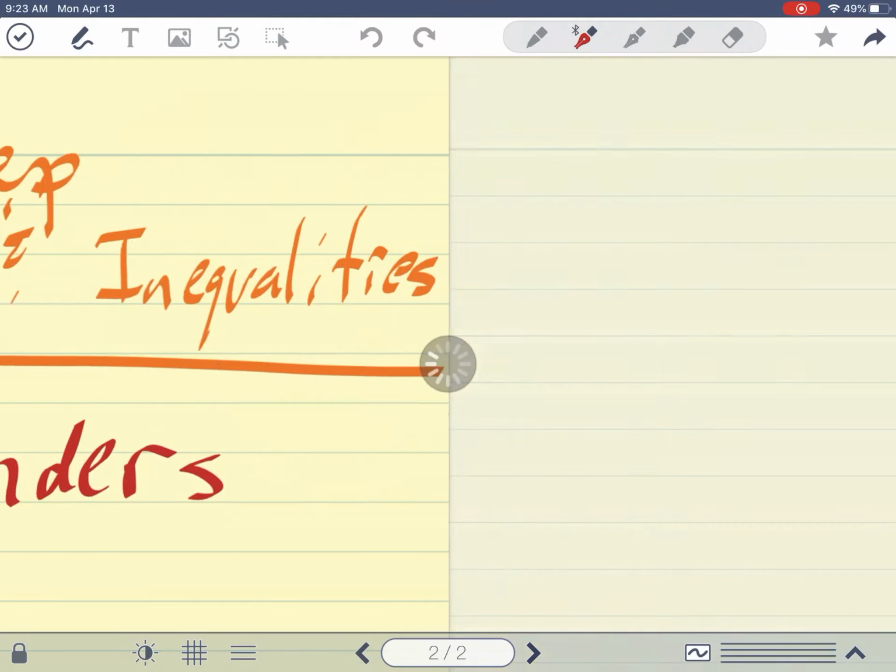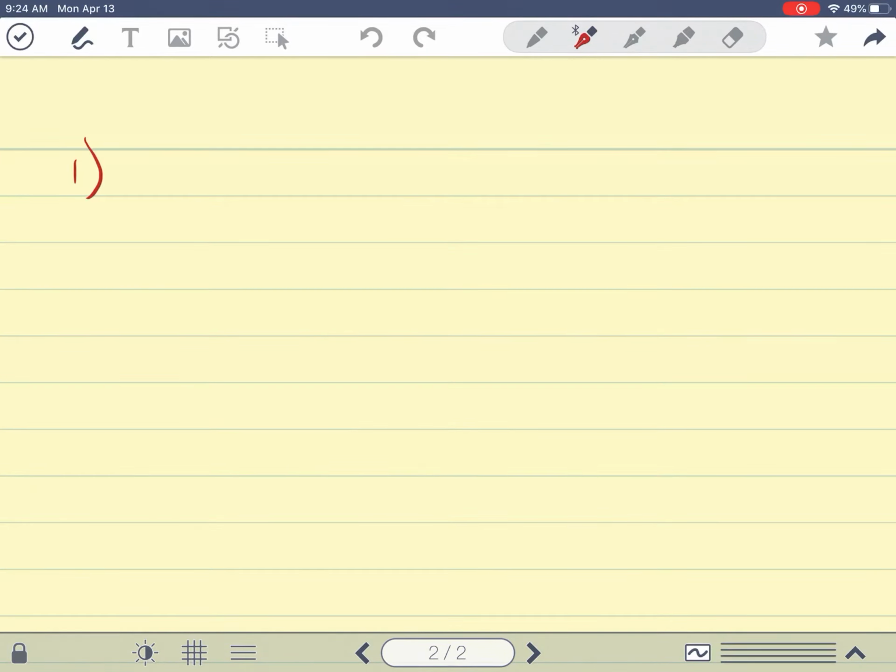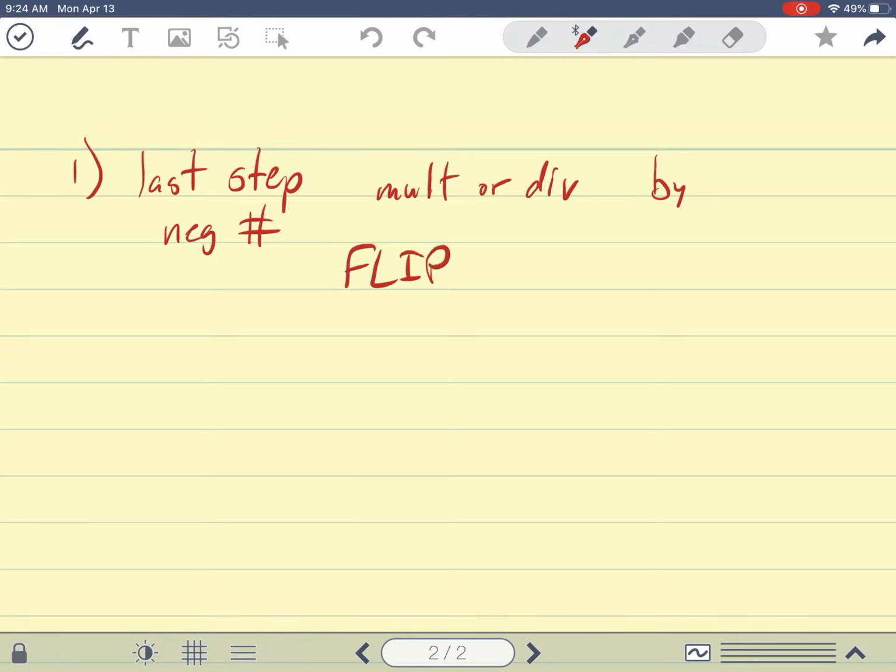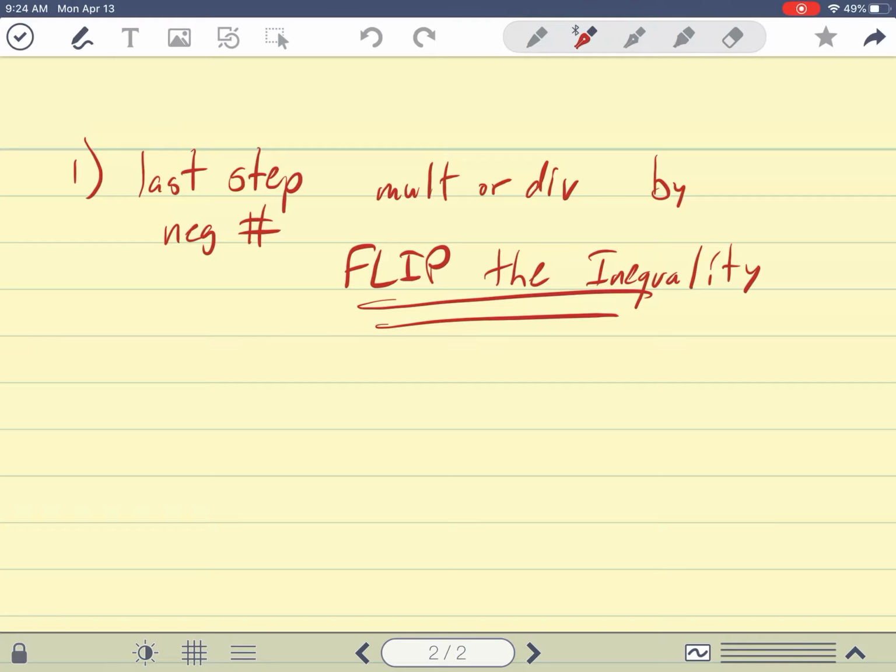Okay, I want to remind you that when you do the last step, when you multiply or divide by a negative number, flip the inequality. Also, please do not forget that you have to bring the negative sign with you whenever it's being used.